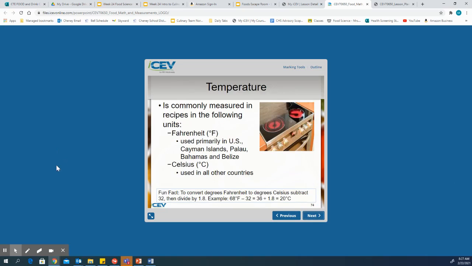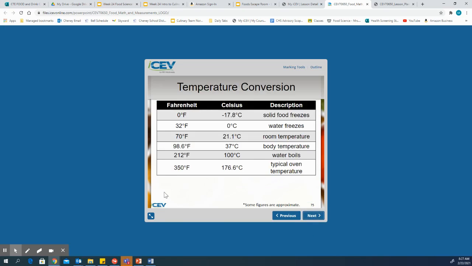All right, next is temperature. In the recipes that you're going to see in our class, you'll see Fahrenheit. But if we were going to be doing the metric system, you would see Celsius. And then here is the temperature conversion between Fahrenheit and Celsius.